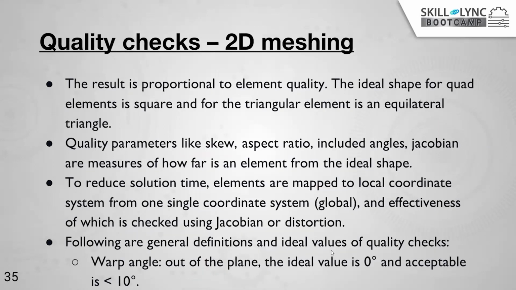Now coming on to the quality checks for 2D meshing. As you all know, the results of any analysis are directly proportional to the element quality. Now the ideal shape for a quadrilateral element is a square. Square means all the sides equal, all the angles 90 degrees. For triangular elements, it's an equilateral triangle. All the sides equal, all the angles 60 degrees. But while meshing, exact meshing with exact square elements or exact triangular elements is not possible.